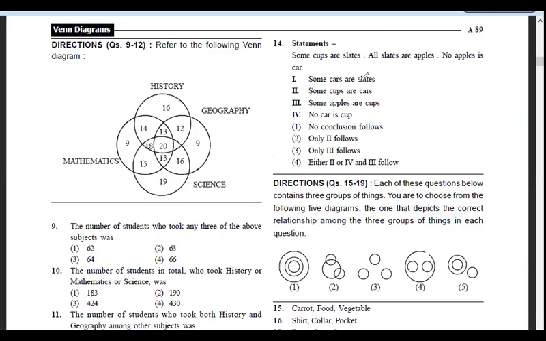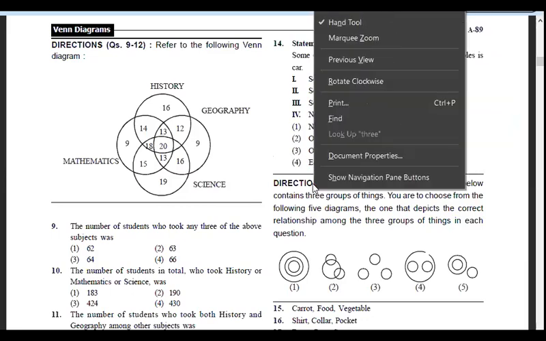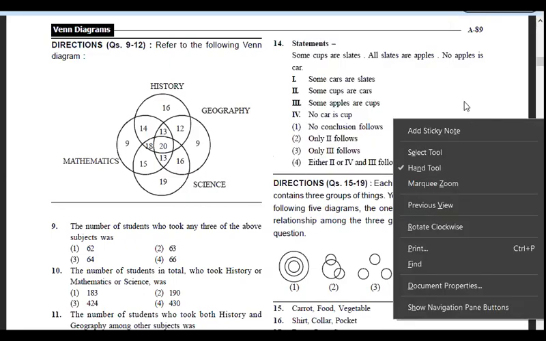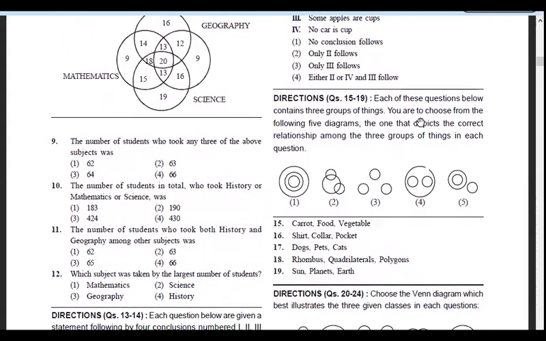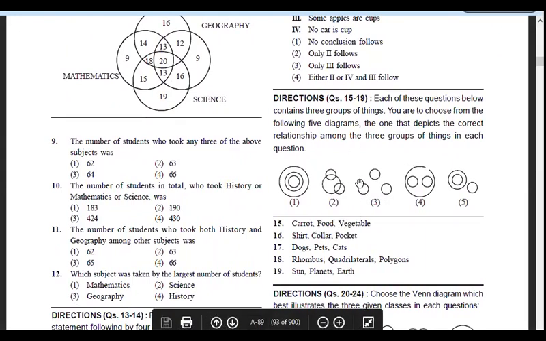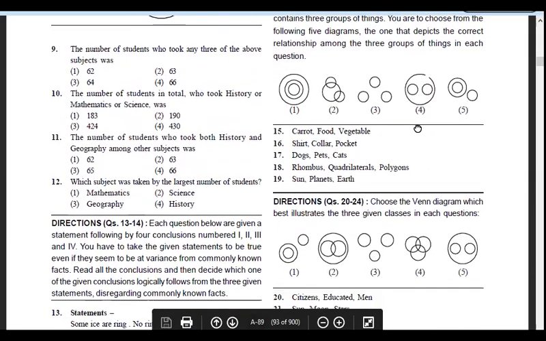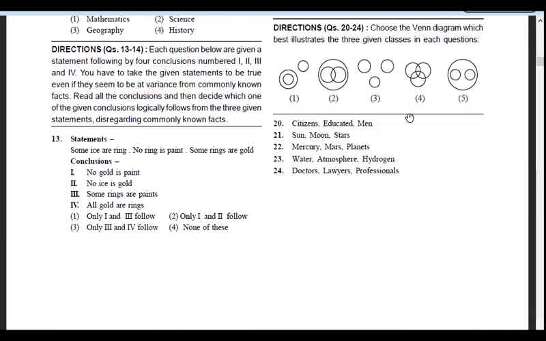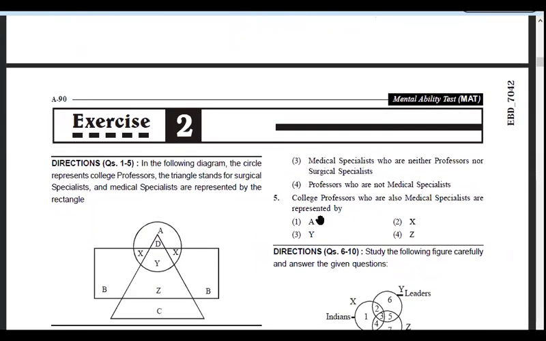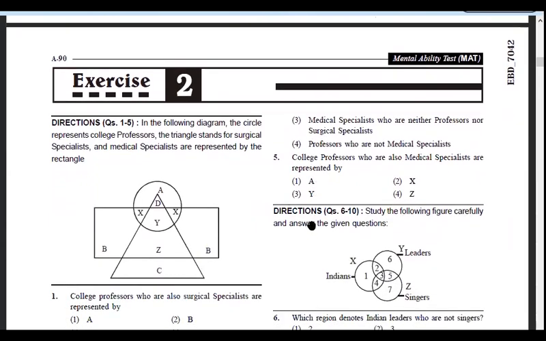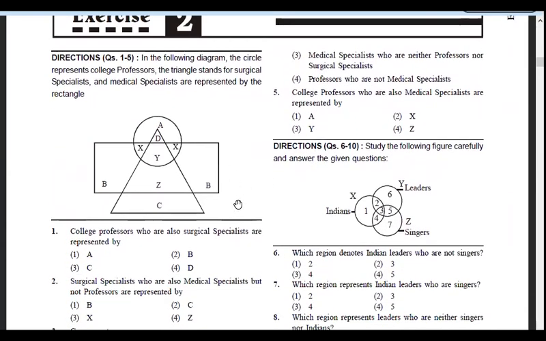Next. Next one, 15 to 19. Now it is easy, I guess. It is same as the first diagram. You just have to see which of these sets will represent which Venn diagram. Now this is also easy. So in exercise one, we have seen all the types of questions. Now in exercise two, the first type we have already seen, so I'll skip the types that we have already seen.